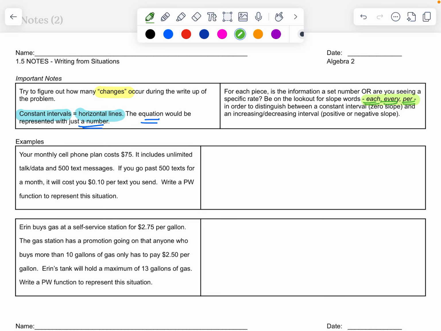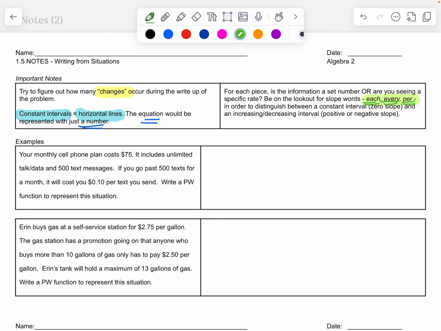All right, first example here, your monthly cell phone plan costs $75. It includes unlimited talk and data and 500 text messages. If you go past 500 texts for a month, it will cost you 10 cents per text you send. Write a piecewise function to represent this situation.